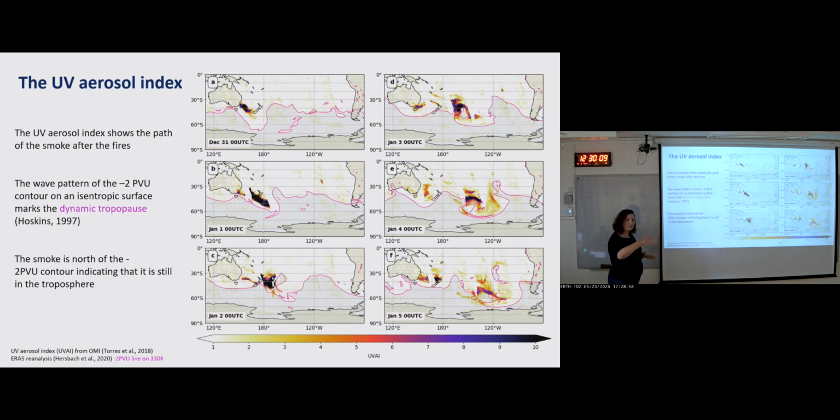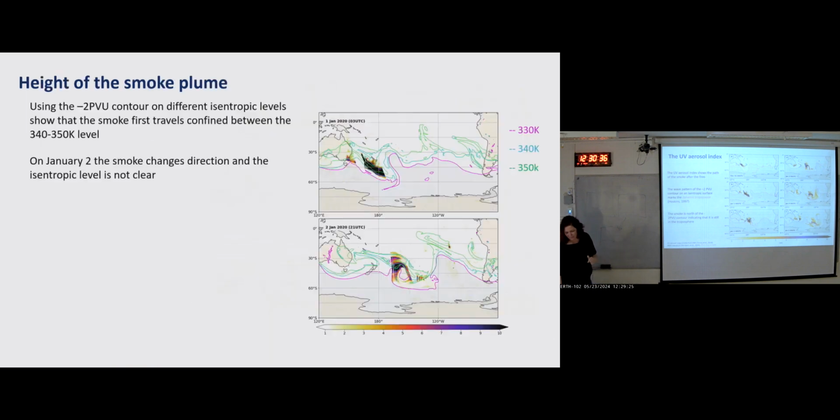So we'll just consider it as sort of the interface between the troposphere and the lower stratosphere, or the tropopause itself. Okay, and so we're seeing that in the beginning, it's flowing really nicely along this contour, and it's from the north side. And this indicates that it's not really in the stratosphere yet. Okay, so it's somewhere in this interface level, but it's not really in the upper stratosphere.